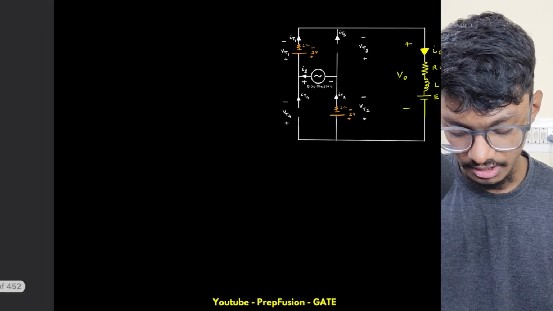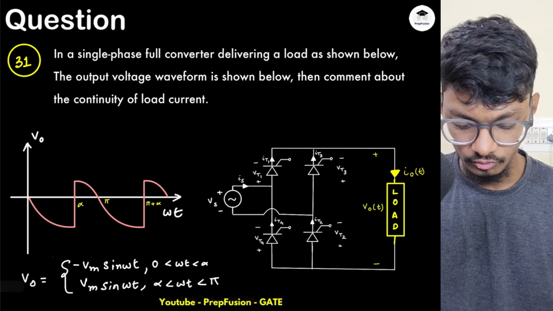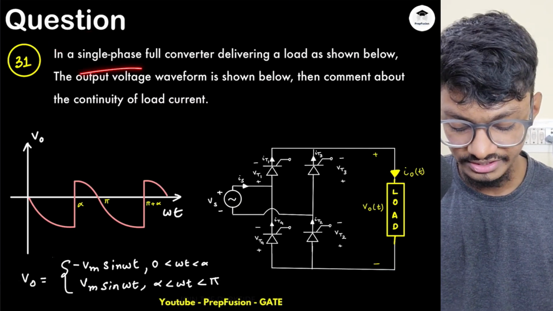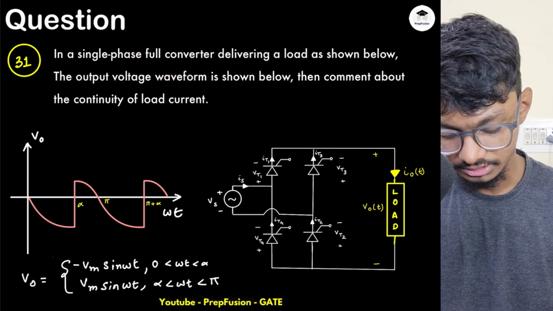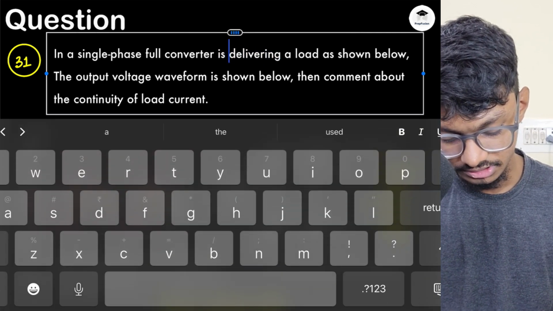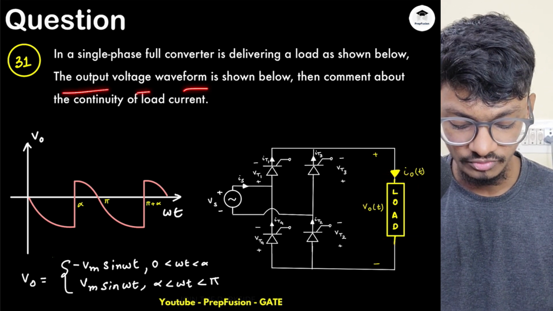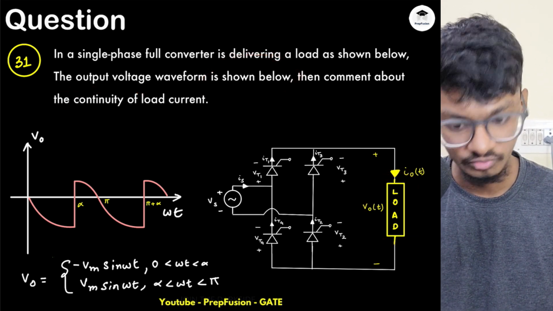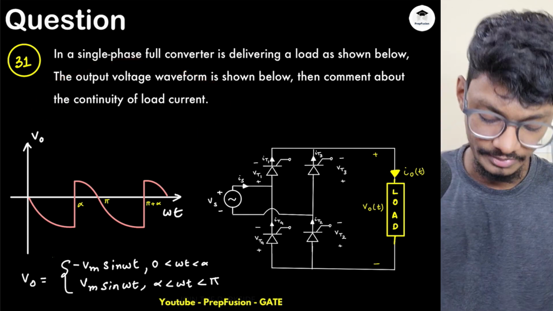Okay, so let's start here with question 31. What is this question telling us? A single phase full converter is delivering a load as shown below. The output voltage waveform is shown below. Then comment about the continuity of the load current.